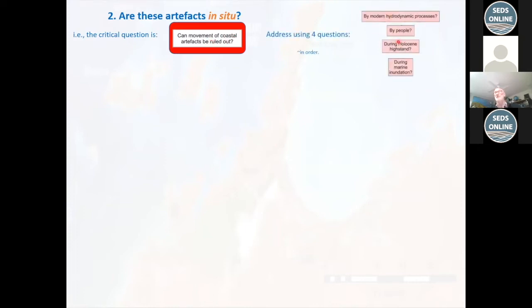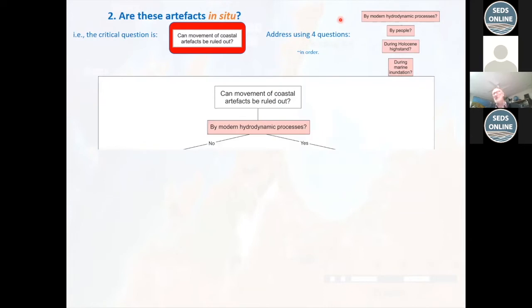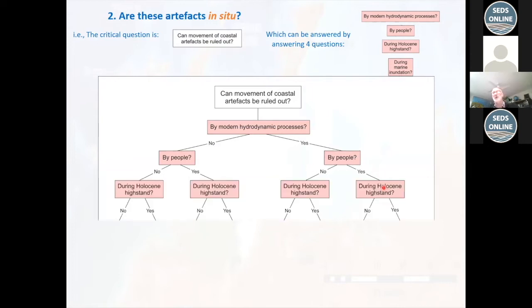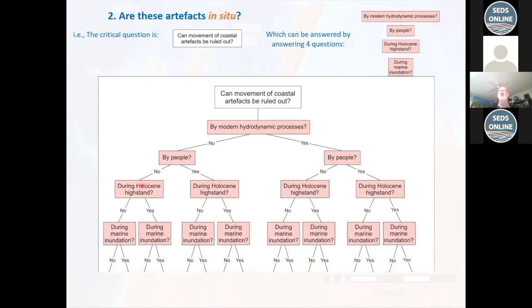And remember, we've got these four questions, which we can broadly take in order. And we'll take the first one first. Can we look at hydrodynamic processes and ask whether this means that the artifacts are not in situ? Logically speaking, we can ask that question. We can get a no or a yes. And then we can ask the next question. Can the movement of artifacts be ruled out by people? No or yes. Can we rule it out at any time during the Holocene high stand by natural processes? No or yes. And then the fourth question.